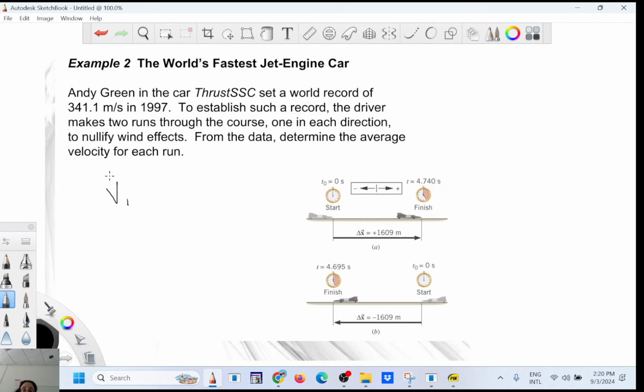So velocity for the first run is going to be displacement, a vector, over time elapsed. Displacement, you see, is positive here because it's moving to the right. So do it on your own. Everything is in my PDF. You have access to my PDF, so it's easy to upload the PDF on your tablet. Time elapsed is 4.74.